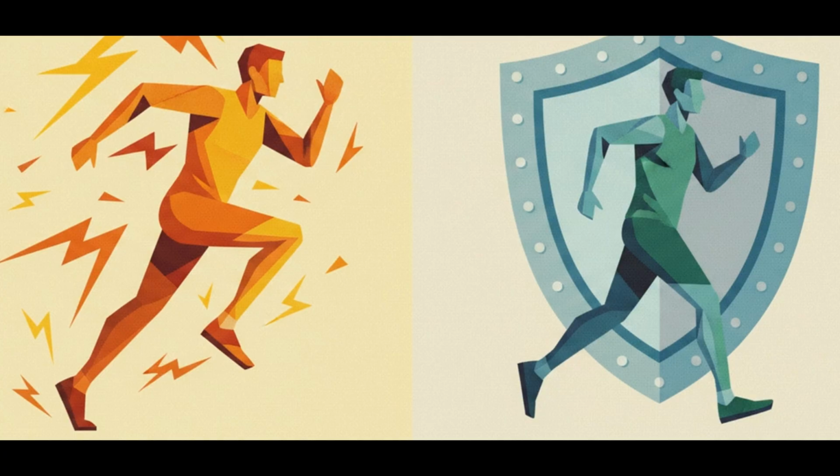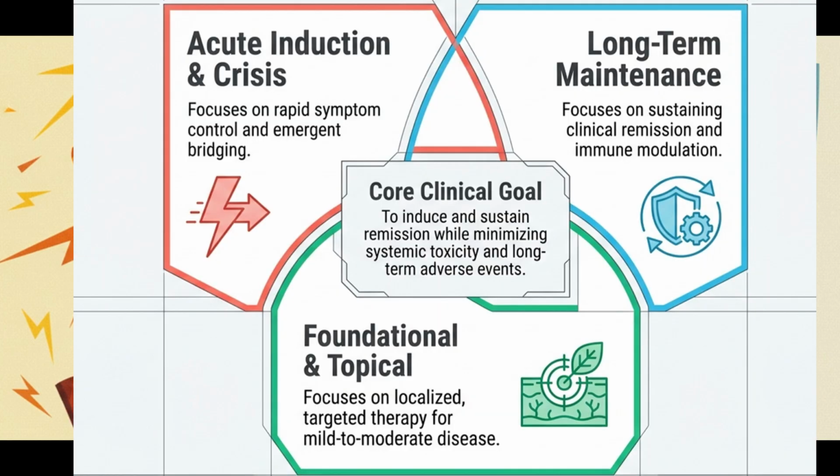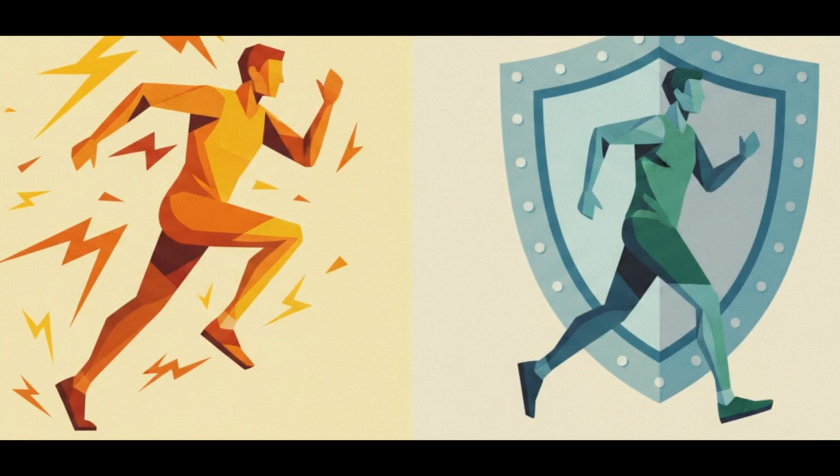Second, we've got maintenance therapy. These are our marathon runners. They might act a bit slower, but their job is absolutely crucial, safely keeping the disease in remission over the long haul. Keep this sprinter versus marathon runner concept in the back of your mind, because as you'll see, a drug that's great for a sprint can actually be pretty dangerous for a marathon.